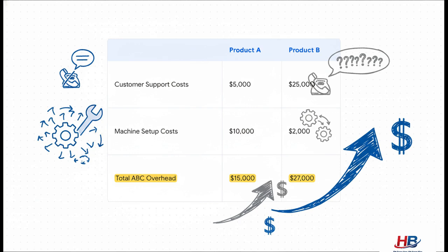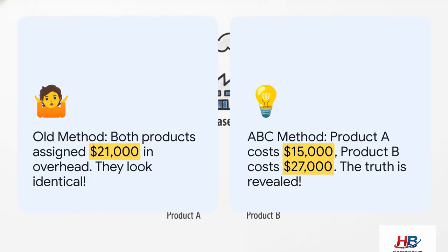And when you use ABC, look what happens. The real overhead costs are worlds apart. $15,000 for product A, but a massive $27,000 for product B. And this right here is where the magic really happens. Let's compare the methods. With the old peanut butter approach, the company probably would have just split the costs and said, yep, both cost us 21 grand in overhead. On paper, they look identical. But the ABC method tells the real story. Product A is way cheaper to make and support, and product B is way, way more expensive.